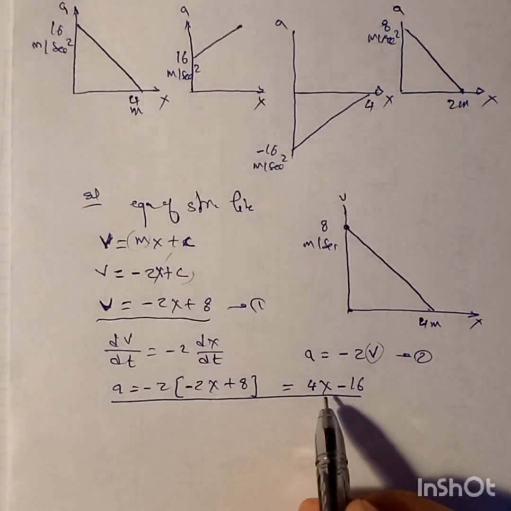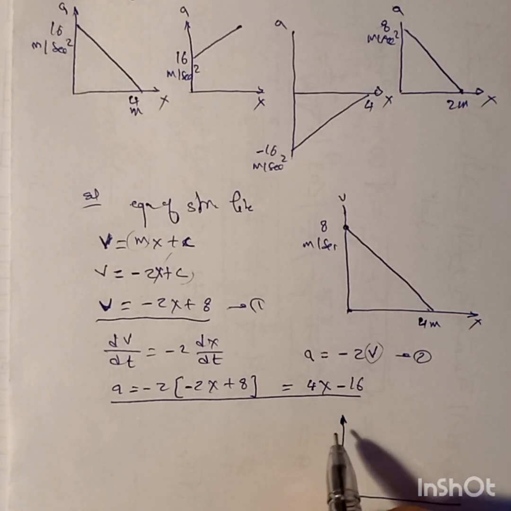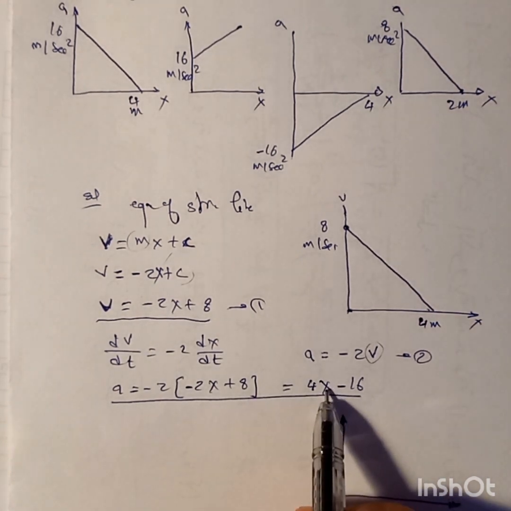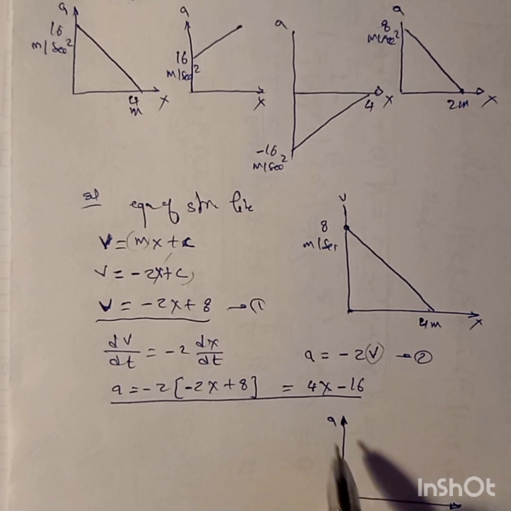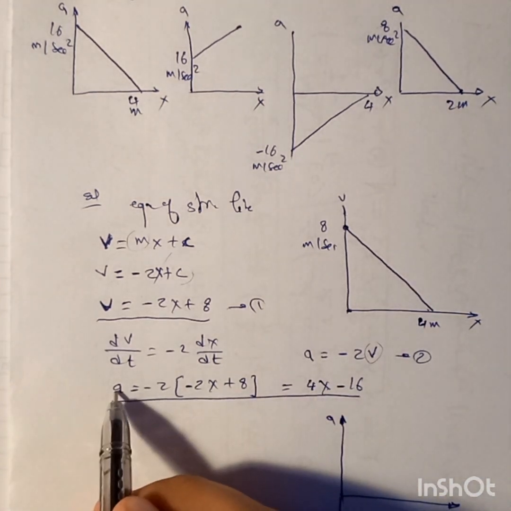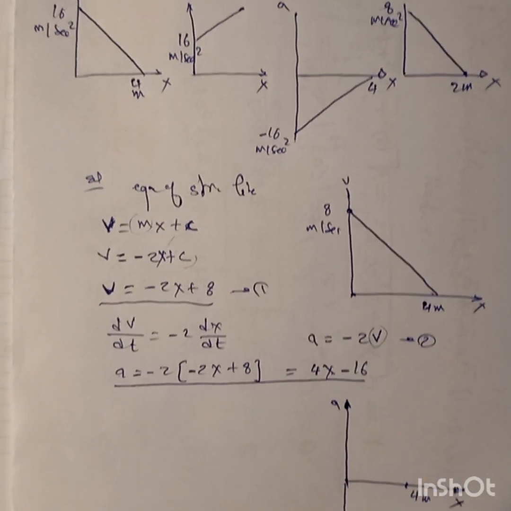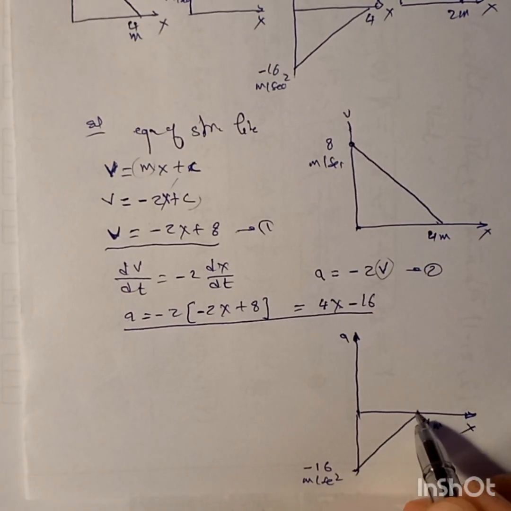Then we can sketch this curve. On the vertical axis we have acceleration, and on the horizontal one we have x. Here we have negative acceleration. At x equals 0 we have a equals negative 16 meters per second squared. When acceleration is 0 we have x equals 4, so here we have 4 meters, and this is the corresponding curve to the given one.